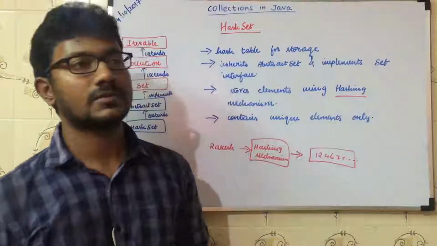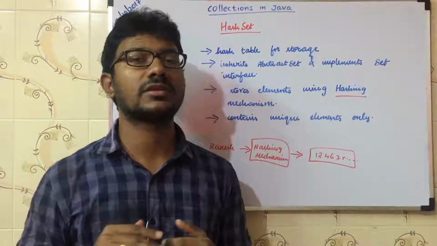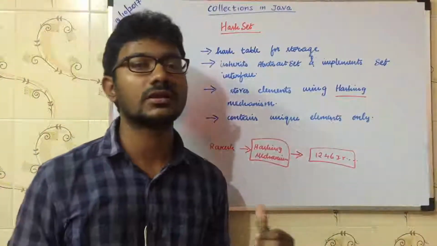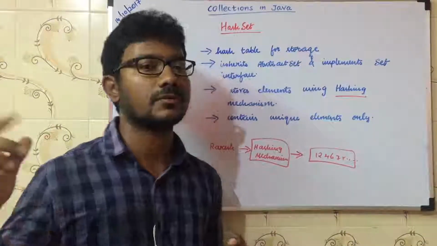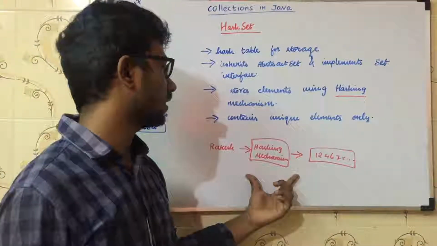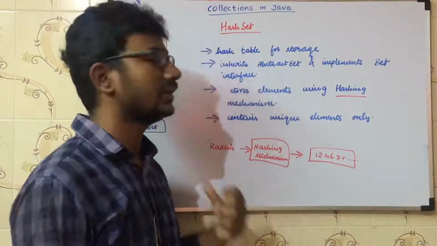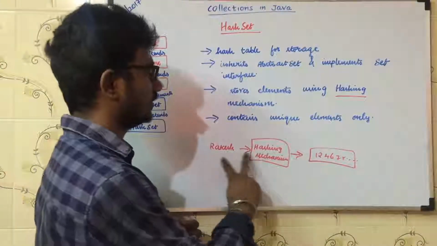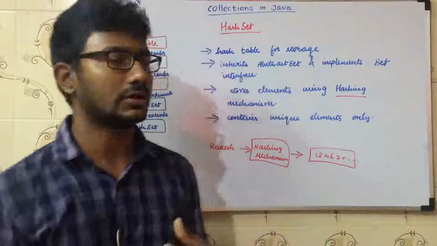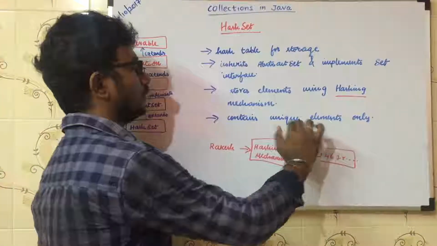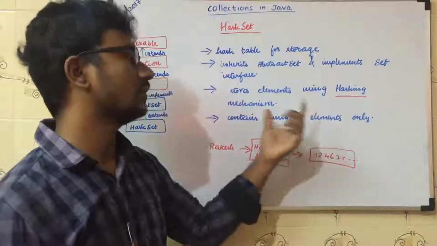The hashing mechanism is a somewhat complex technical topic. We will cover it in one of the upcoming videos. For now, just consider that it will try to generate a hash code for the given data. If you send a key as data to the hashing mechanism, it will generate the hash code for that. Since this is an implementing class of set, it will contain only unique elements.